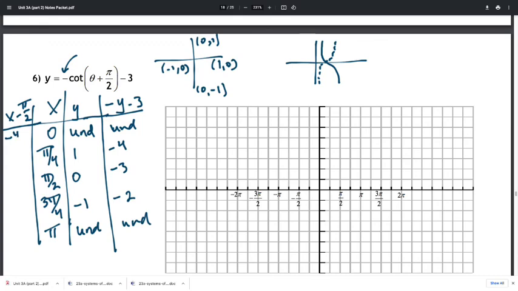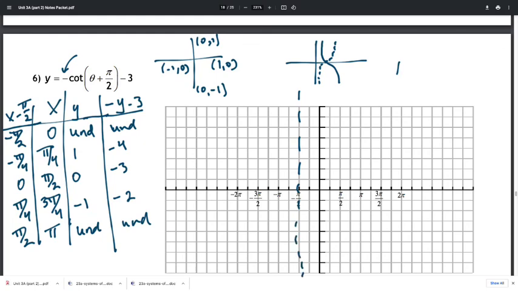Okay, so this will be a negative pi over 2. Then you're doing pi over 4 minus pi over 2. Pi over 2 is the same thing as 2 pi over 4, so it's a negative pi over 4. And then pi over 2 minus pi over 2 is 0. 3 pi over 4 minus 2 pi over 4 is 1 pi over 4. And then pi minus pi over 2 is pi over 2. So then let's graph some of those. So at negative pi over 2, we have an asymptote.